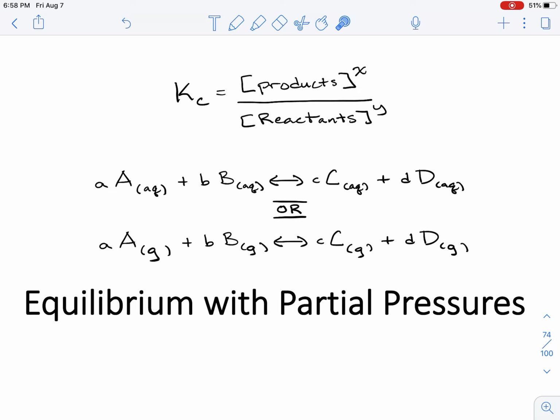Now, for the majority of the lecture videos we've covered thus far for chemical equilibrium, we've been representing the mass action expression for the equilibrium constant Kc as the ratio between the concentration of the products raised to its own coefficient divided by the concentration of the reactants raised to its own coefficient. So this mass action expression, utilizing concentration units, can be applied to both aqueous and gas phase reactions.